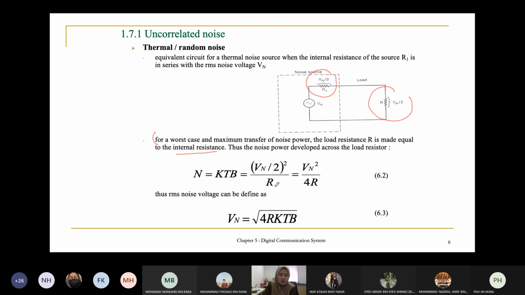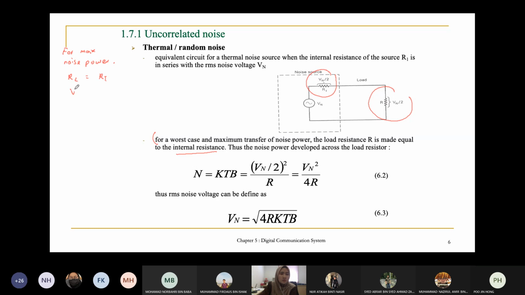So how can we derive this? First of all, from this statement, for maximum noise power, it stated that the load resistance is made equal to the internal resistance. So load resistance, I name it as RL equals RI. RI is the internal resistance.